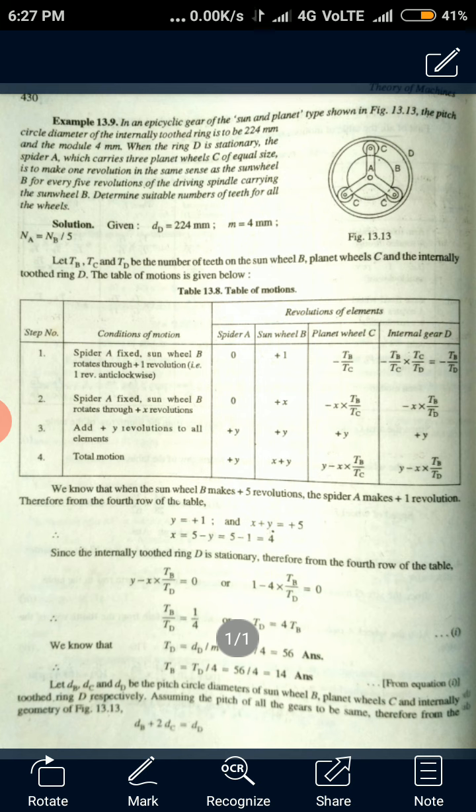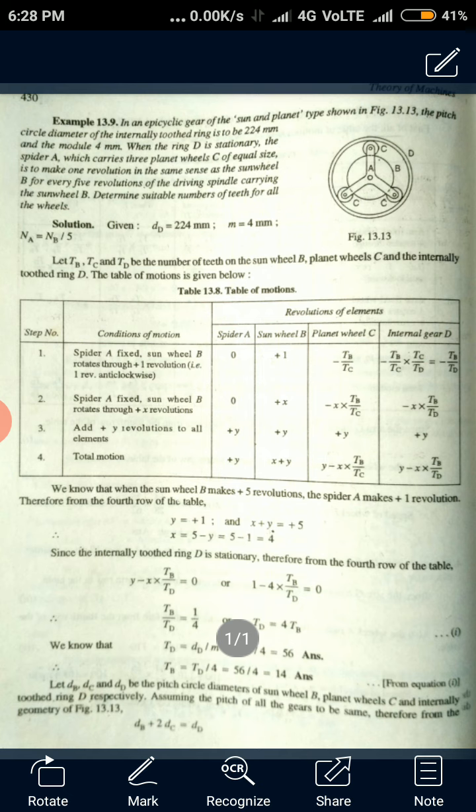Then the third row, third step: add plus y to all elements, plus y, plus y, plus y. Then sum up the second row and third row: 0 plus y, y for the spider, x plus y for the sun, y minus x into TB by TC, and y minus x into TB by TD for the internal gear D.